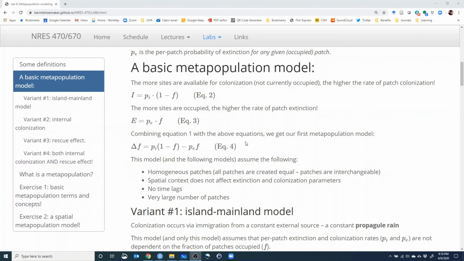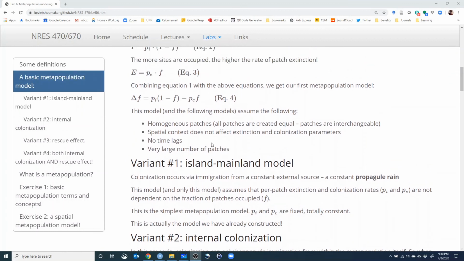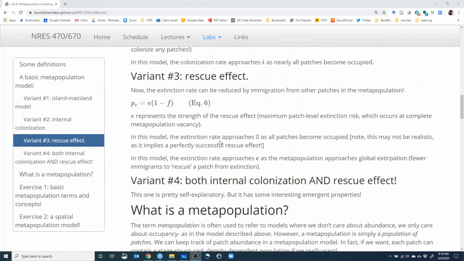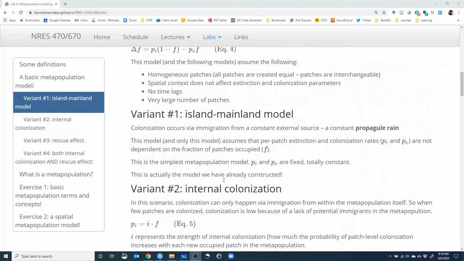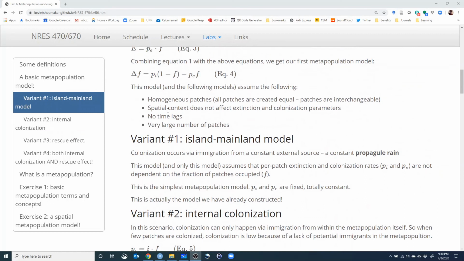All right, some of the basic assumptions of this metapopulation model, and all of these models, the island mainland model, the internal colonization model, the rescue effect model, and the both internal colonization and rescue effect model, make these assumptions. Number 1, patches are interchangeable. That is, all patches are created equal. There are no differences among patches. Number 2, the spatial context doesn't matter. The patches can be anywhere in space and the model will be the same. All right.